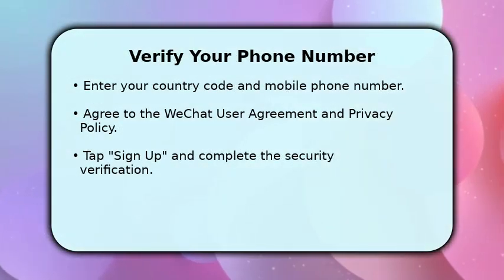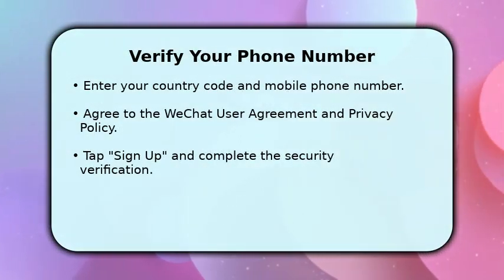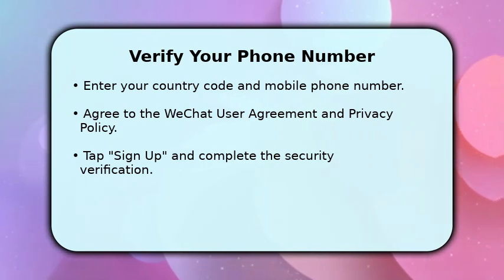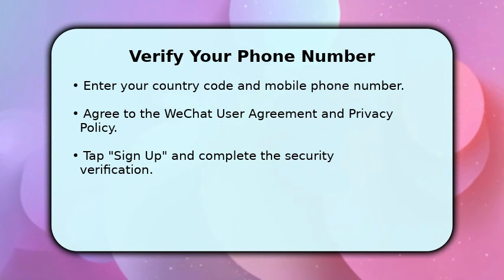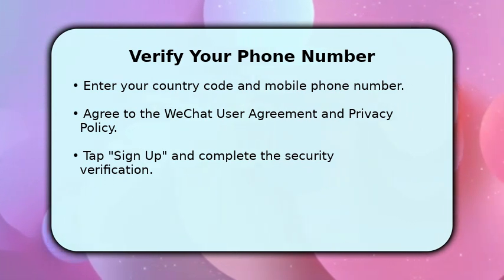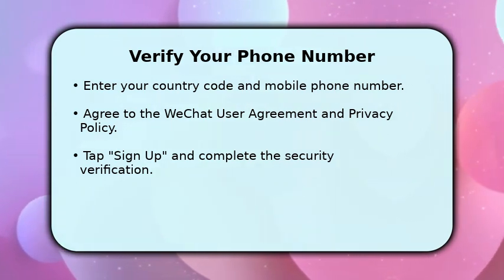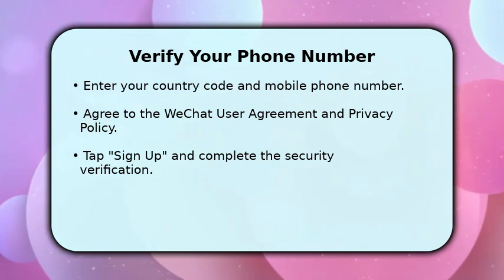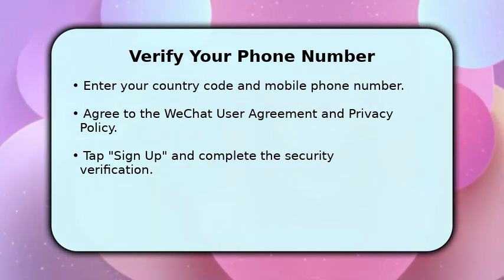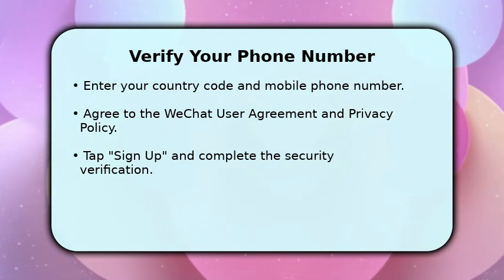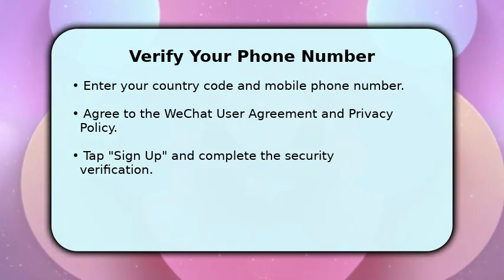Next, you'll enter your country code and your mobile phone number into the designated fields. Make sure to review and agree to the WeChat user agreement and privacy policy before proceeding. After confirming these details, tap the Sign Up button. You'll then be prompted to complete a simple security verification, often a slider puzzle, to prove you're not a robot. This helps keep your account secure.